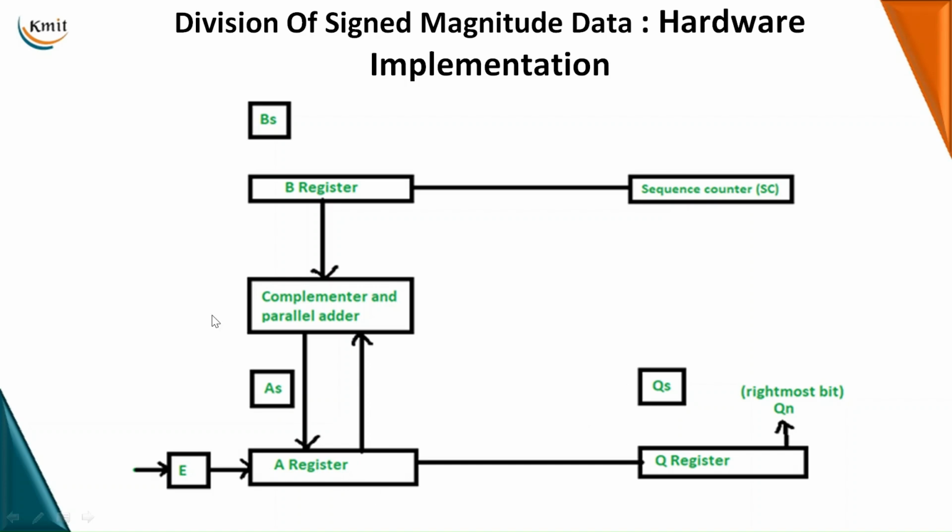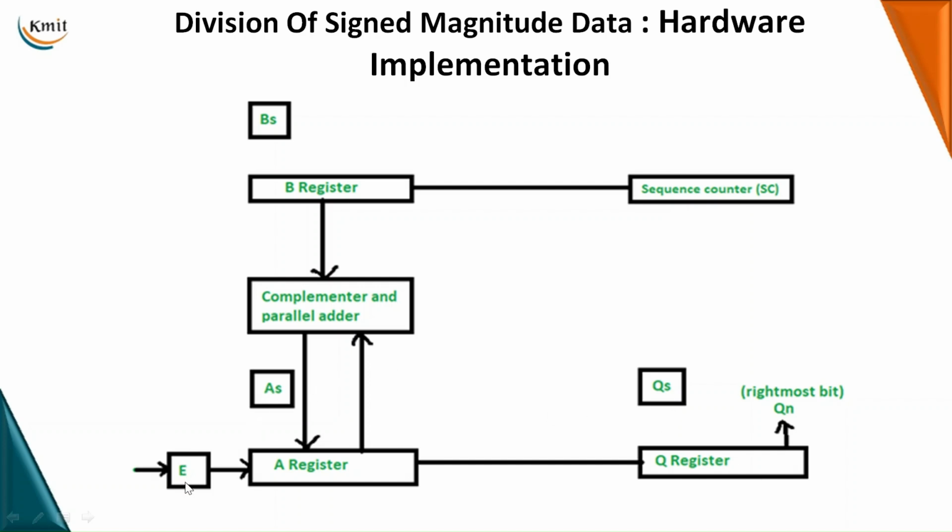Now, after performing the division operation, Q contains the quotient and A contains the remainder after the entire division operation is performed. But at the starting, AQ contains the dividend. The first half of the dividend will be stored in the A register, whereas the second half of your dividend will be stored in the Q register. And the sign will be stored in AS and QS.